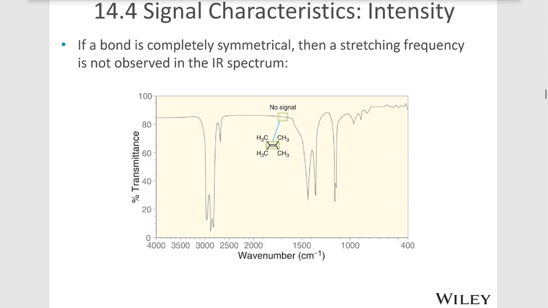Now if we have a completely symmetrical carbon-carbon double bond, then we don't see this carbon-carbon stretch in IR because no change in dipole is initiated by the absorption of radiation. In other words, it doesn't absorb there because we don't get a change in dipole in that region. That's the case for something that's symmetrically substituted, a symmetrically substituted alkene like we have here.